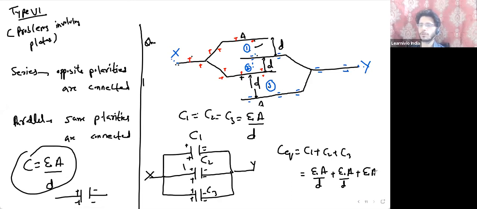Epsilon naught A by D plus epsilon naught A by D plus epsilon naught A by D, so it becomes 3 epsilon naught A by D. So that is the equivalent capacitance. This is how we calculate equivalent capacitance. Okay, just note it down. I will give one more circuit on this concept. That's circuit number 1.